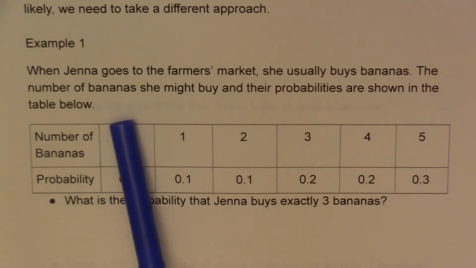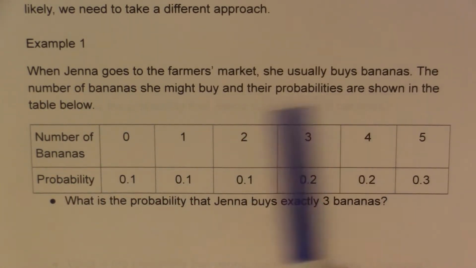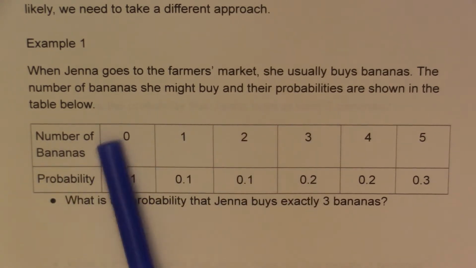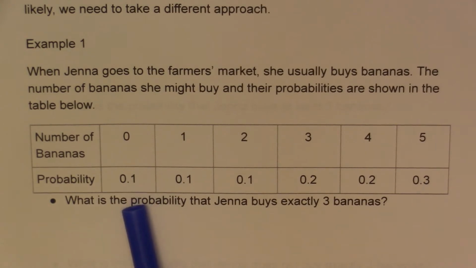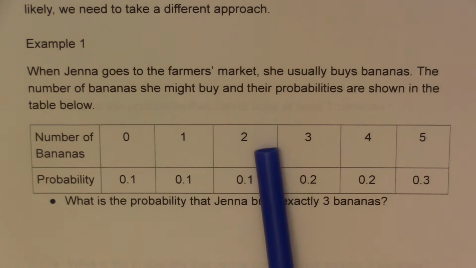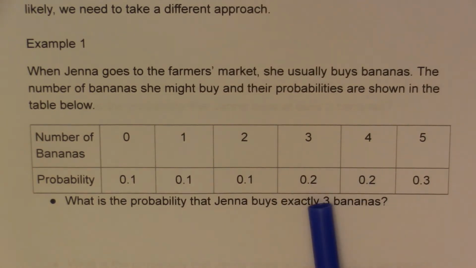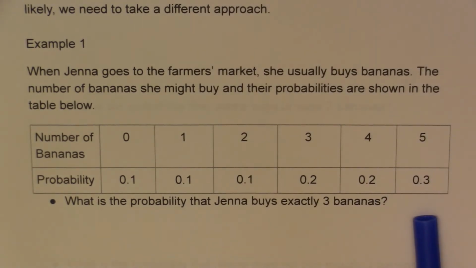So example 1, when Jenna goes to the farmer's market, she usually buys bananas. The number of bananas she might buy and their probabilities are shown in the table below. So the probability of her buying 0 bananas would be 0.1 or 10%. 1 banana would be 10%. 2 bananas, 10%. 3 bananas, 20%. 4 bananas, 20%. And 5 bananas, 30%.